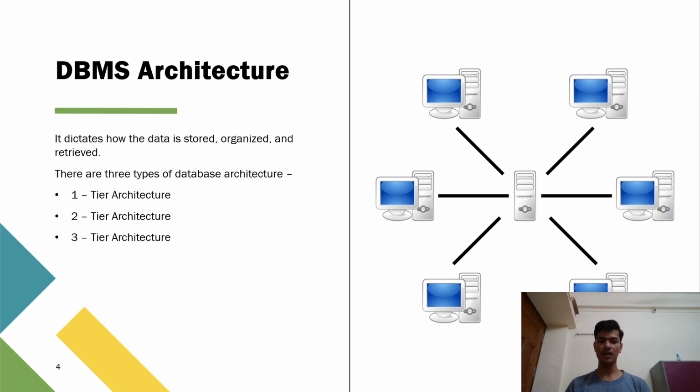Now talking about database management architecture. It dictates how the data is stored, organized and retrieved from the database. There are three types of architecture. First is one tier architecture, two tier architecture and three tier architecture.